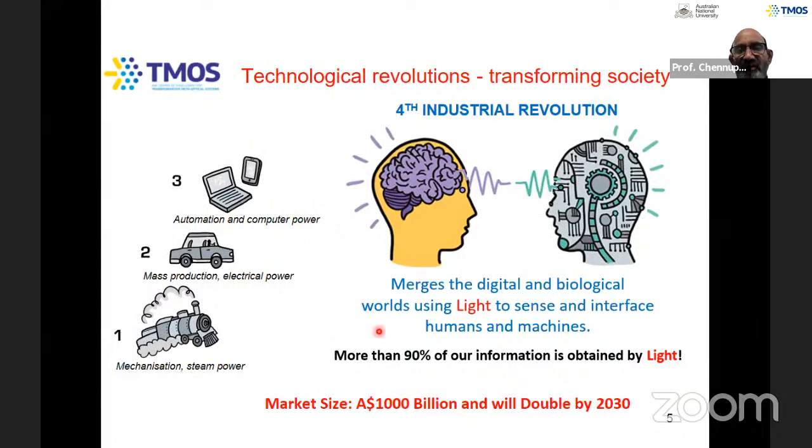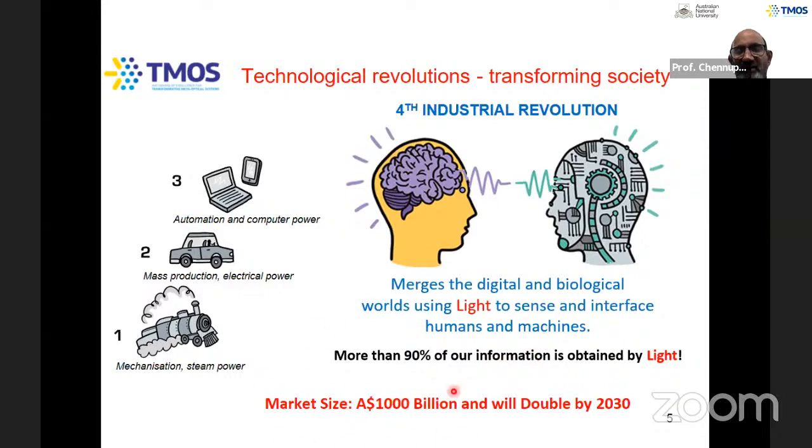Now, for the fourth industrial revolution, people are predicting that the digital world and the biological world will be coming together in terms of human-machine interfacing. And light is going to play an important role. As most of you know, about 80 to 90% of our information is obtained through light. So that means light-based technologies are going to play an important role when you're talking about human-machine interactions.